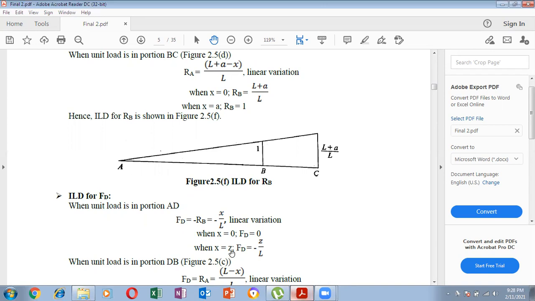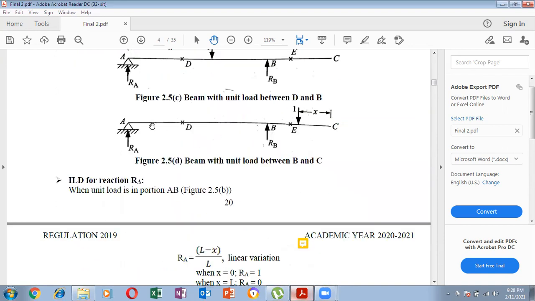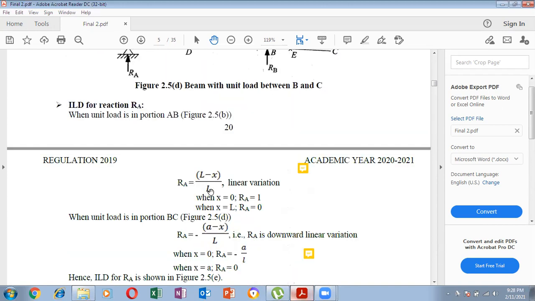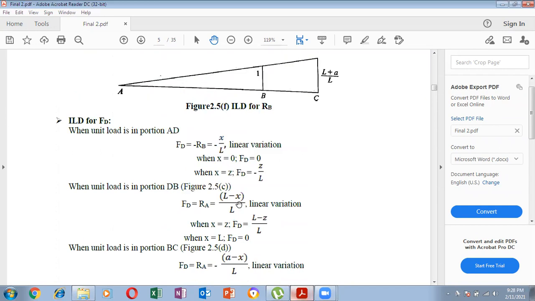In our regular classes we take this value as X. Up to this point D, the distance from A to D is taken as Z. So when X is equal to Z, FD is equal to minus Z by L.